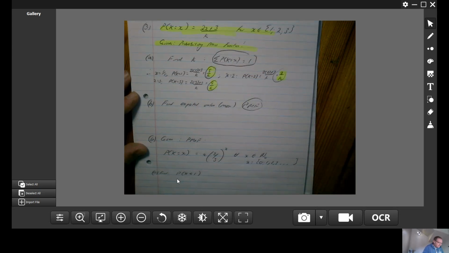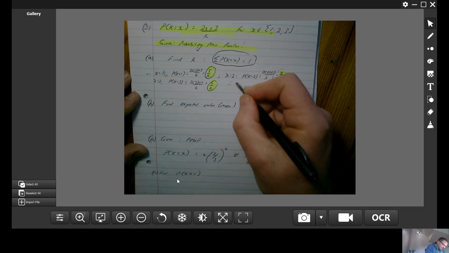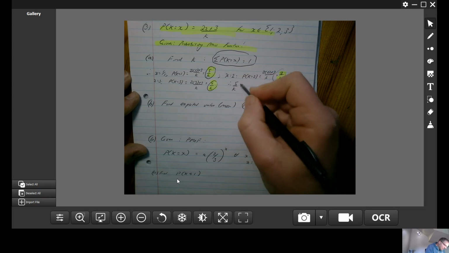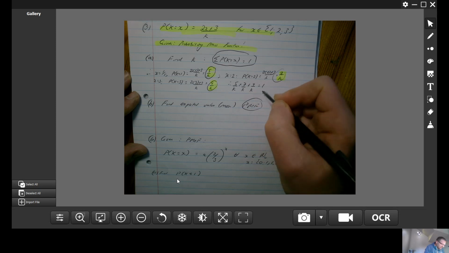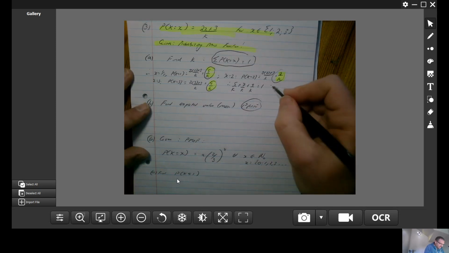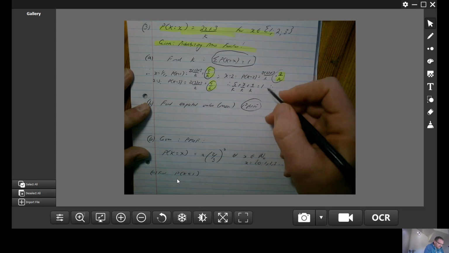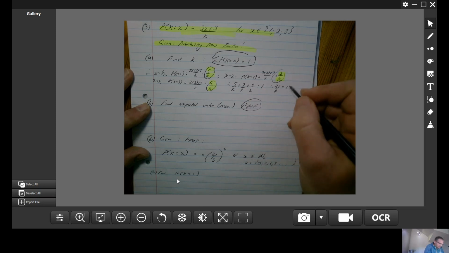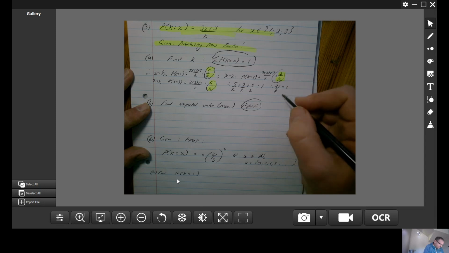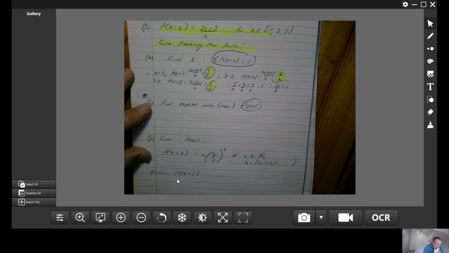They tell you it's a probability mass function. So therefore, 5 over k plus 7 over k plus 9 over k must be equal to 1. In other words, 5 and 7 is 12, plus 9 is 21 over k, equal to 1. So 21 over k is equal to 1.